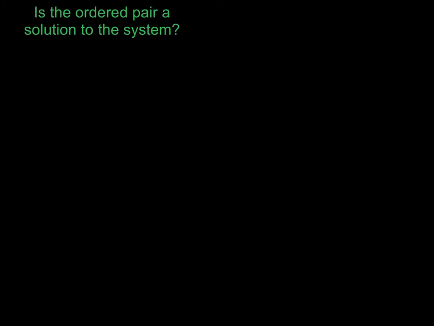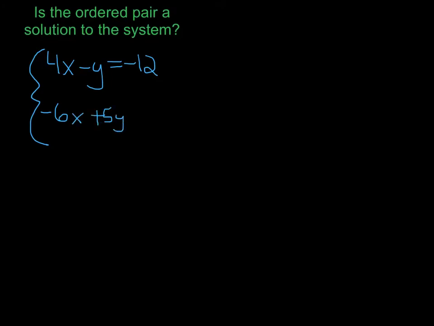So let's practice one more of these together, and then you can try one on your own. So I'll give you a system. 4x minus y equals -12, and -6x plus 5y equals -3. And then I'm giving you the ordered pair, -4.5, -6. So the question is, yes or no, is this ordered pair a solution to this system?